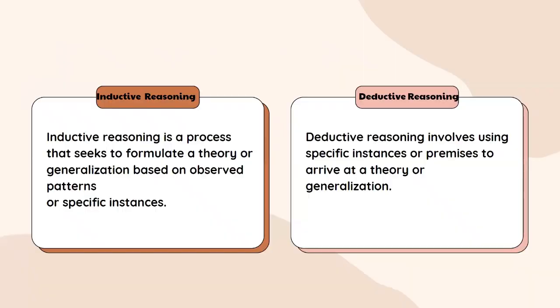So there's basically two different kinds of mathematical reasoning. The inductive reasoning, which is a process that essentially uses a certain formula, a theory, or some sort of generalization, taking into consideration certain patterns, right? We'll be discussing this. I'll be showing you a diagram later, so you'll have a better understanding as to what inductive reasoning and deductive reasoning is. But going back, on the other hand, deductive reasoning is basically using a specific instance or a premise to arrive at a certain theory or generalization. So what's the difference between the two, right?